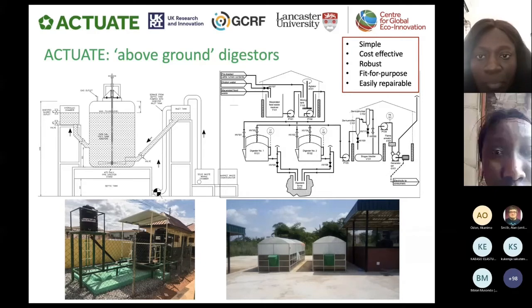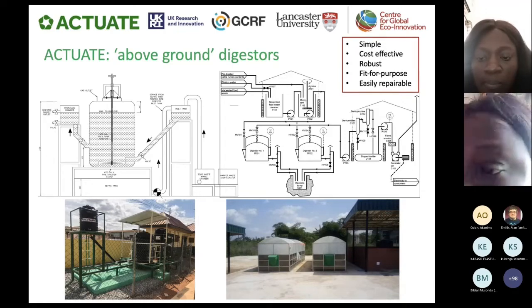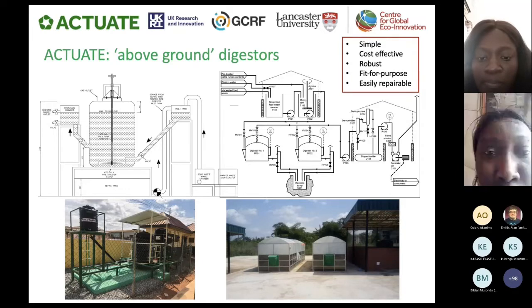So the two digesters, one was built in Ghana at a school, as I've already mentioned. The other one was built at the University of Benin in Benin City. And I'm not going to say very much about these because there are people on the call who will talk about this in much more detail, but these were of different sizes. The one at the school was actually quite small, and the one at the University of Benin was between 15 and 30 times larger.